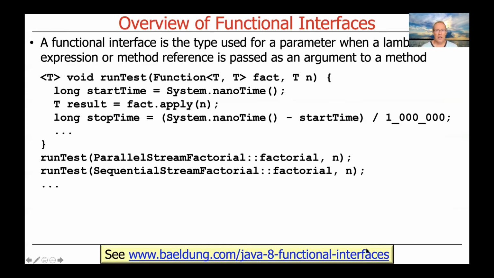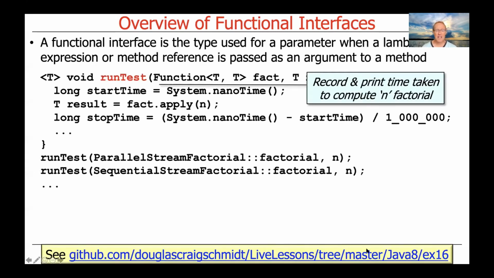We use functional interfaces as the types whenever we have methods whose parameters are going to require or allow lambda expressions or method references to be passed as an argument to the method. So here's an example that will hopefully make this more clear. This is actually from my EX16 folder in my GitHub repository. This particular example is really cool.